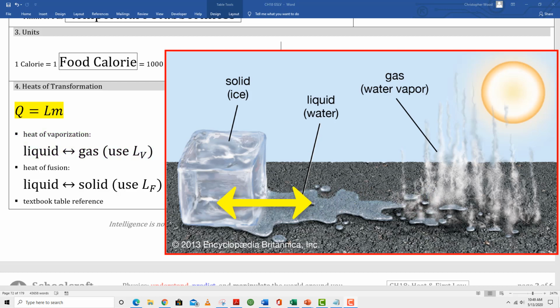If I have a given mass of water and I remove enough heat, that water will phase change to the solid state. Similarly, if I have an ice cube and I add enough heat energy to that ice, it will phase change from the solid to liquid state. The heat energy that's involved during a phase change from solid to liquid or liquid to solid is known as the latent heat of fusion.